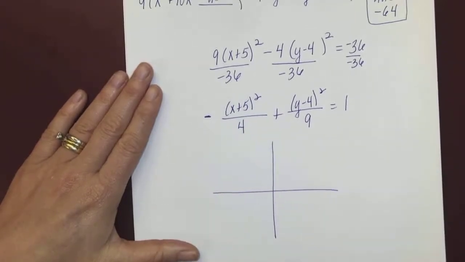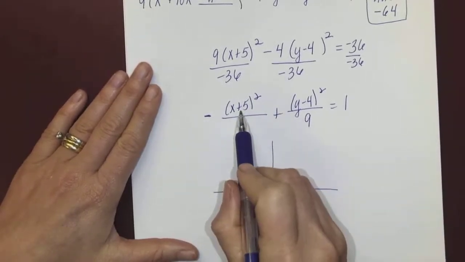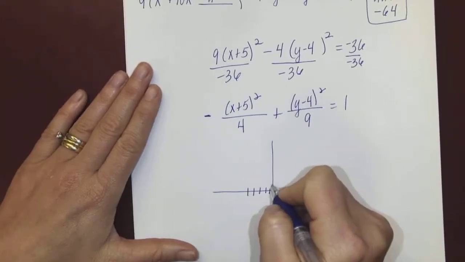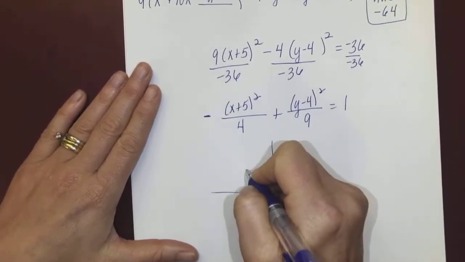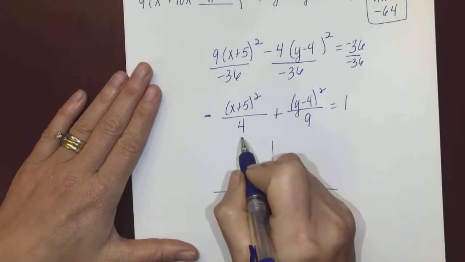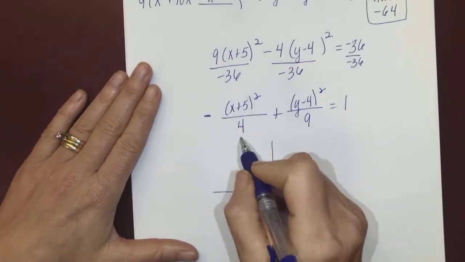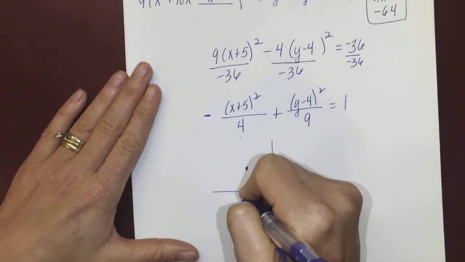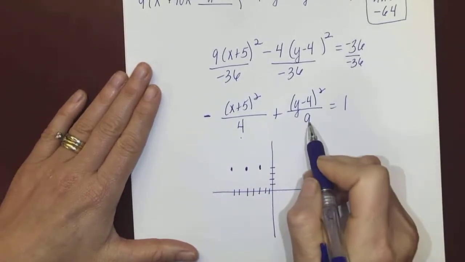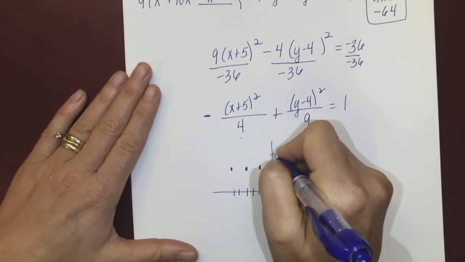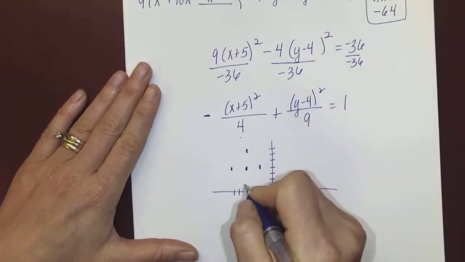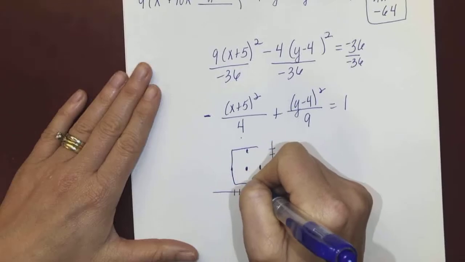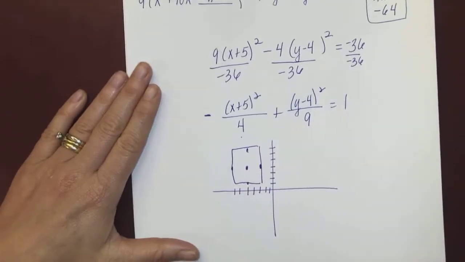Y, x-axis. Plot my center, which is negative 5, 4. 1, 2, 3, 4, 5. 1, 2, 3, 4. X radius, since it's under the x, is 2, which is a square root of 4. So I'll go 2 to the right and 2 to the left. My y radius is 3. 1, 2, 3. And 1, 2, 3. I will sketch in my rectangle.